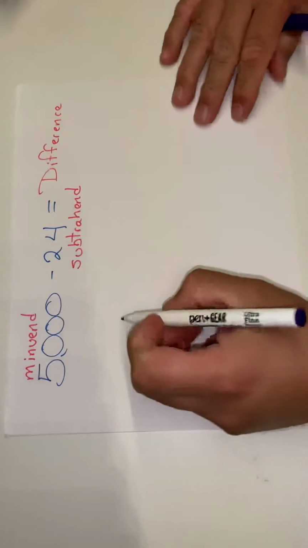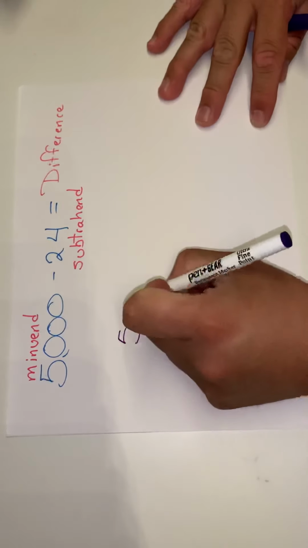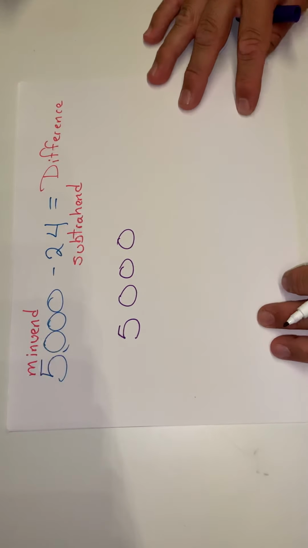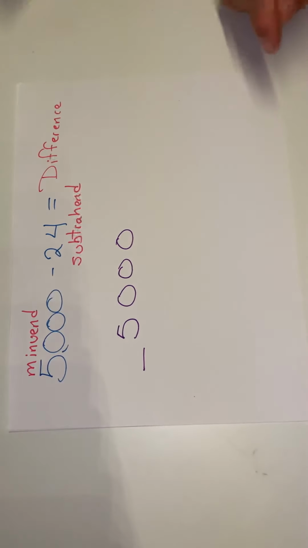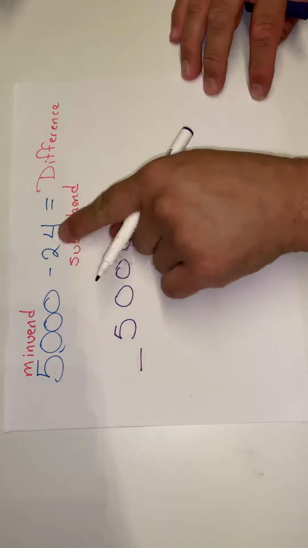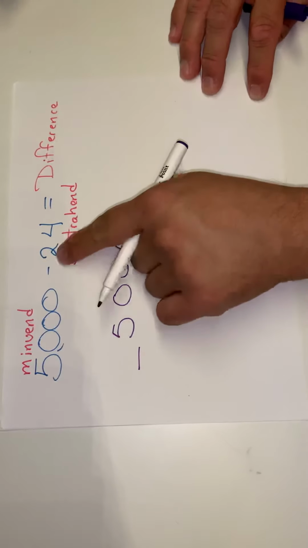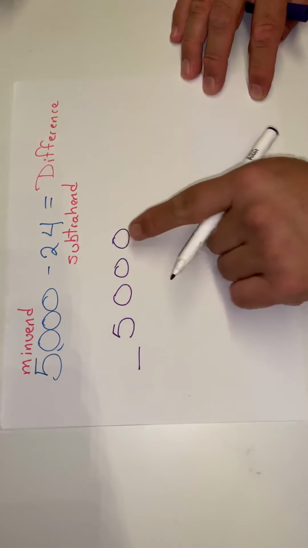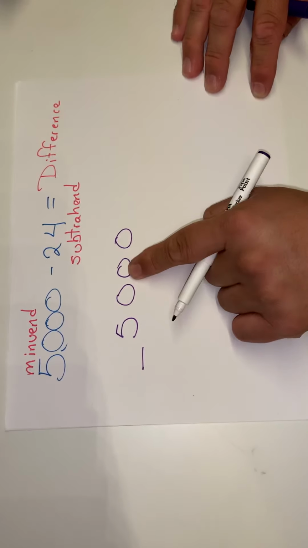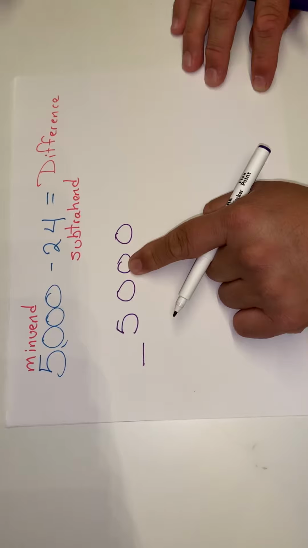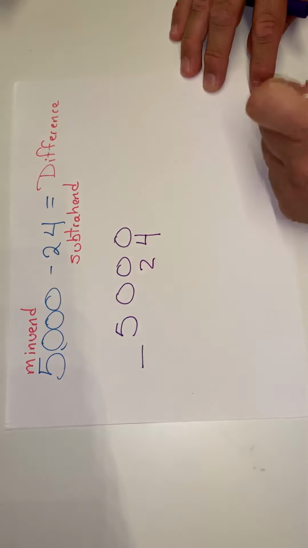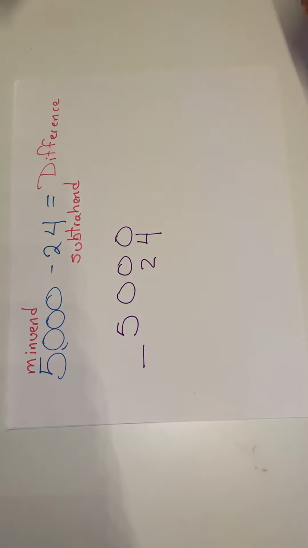So I have the 5,000, and I'm going to subtract now the 24. The 24, you have to align it considering the place value. So this is the ones and these are the tens. And these are the ones and these are the tens. So it's got to be perfectly aligned or it's not going to be correct. So the 4 goes here and the 2 should go there. Somewhat like that.